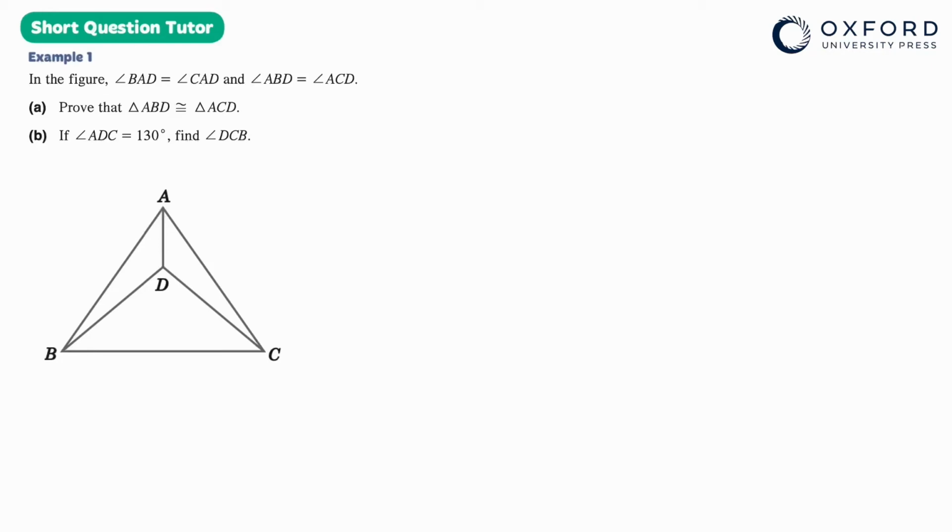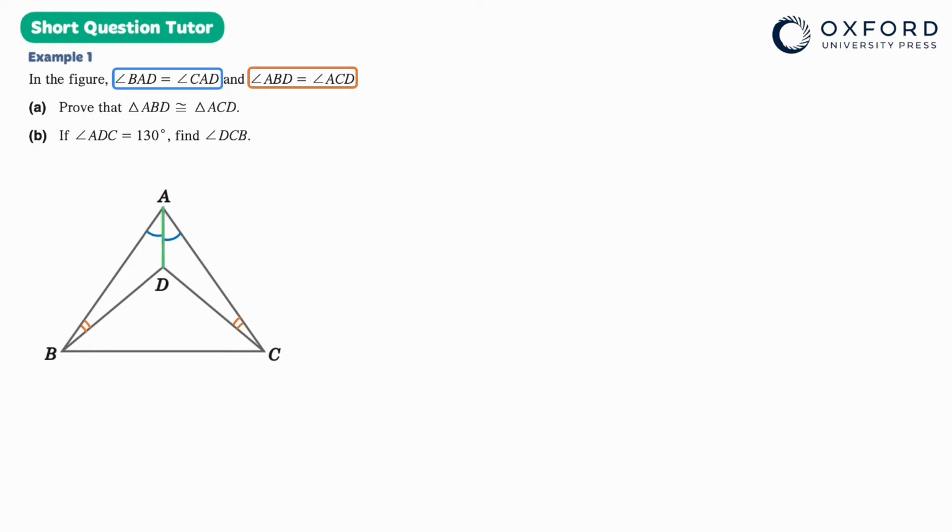In Short Question Tutor, in part A, we have to prove that triangle ABD is congruent to triangle ACD. One of the skills to solve this type of question is to mark the information given by the question on the figure. From the question, we know that angle BAD is equal to angle CAD, and angle ABD is equal to angle ACD. Since we need three conditions in proving congruent triangles, we have to find the third one.